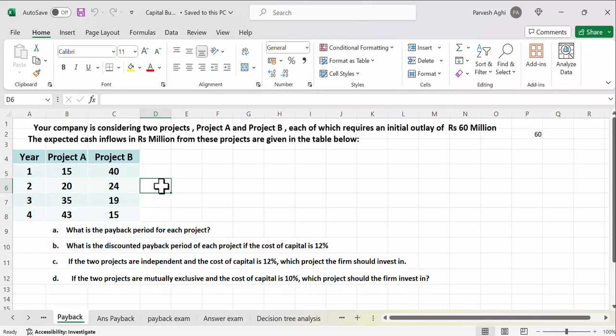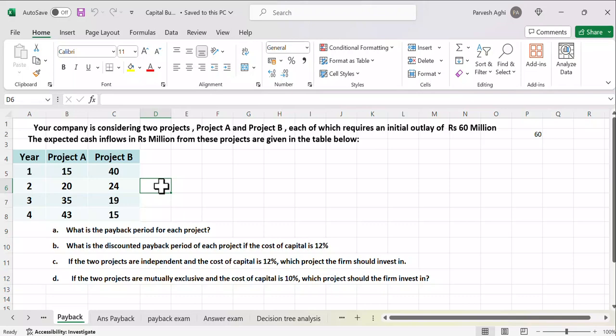In the 4 years, both projects are giving cash inflows. Project A gives 15 million in the first year, 20 million, 35 million, and 43 million. And Project B is going to give you 40 million, 24 million, 19 million, and 15 million. So this is what you're going to get after you have launched a project which is going to cost you 60 million for both these projects. 60 million is the cost, and this is the cash generated by the project.